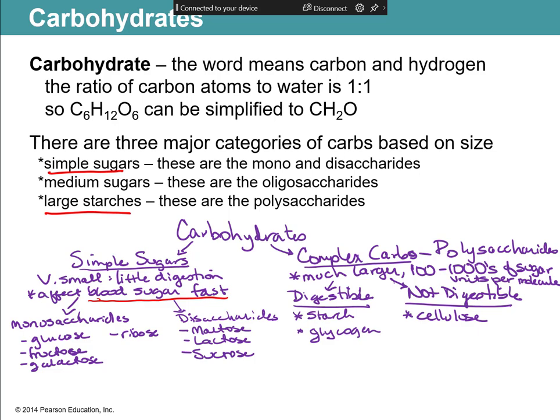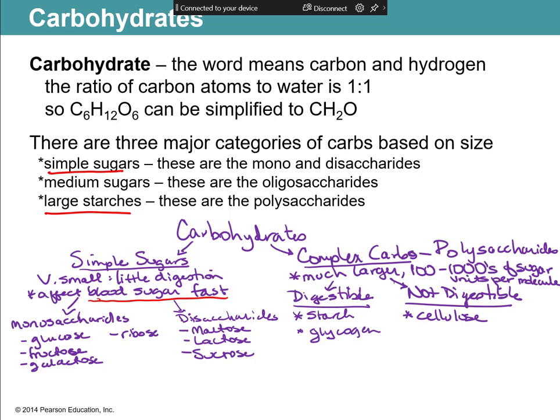But we can take complex carbs and split them into two groups. You have the group that's digestible. They're big, but they're digestible. So starch. When you think of starch, think of anything that's flour-based, anything that comes from a ground up grain. So pasta, potatoes, bread, rice, all of those are starchy foods, even corn. The majority of what's inside of corn is starch, but we can digest that.